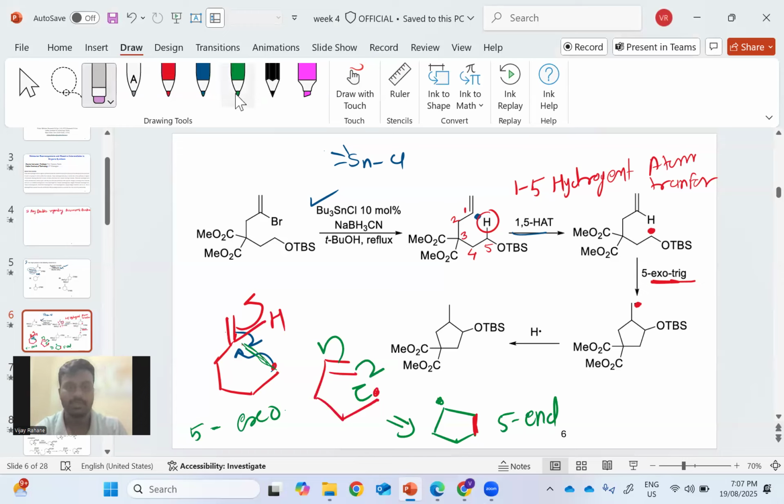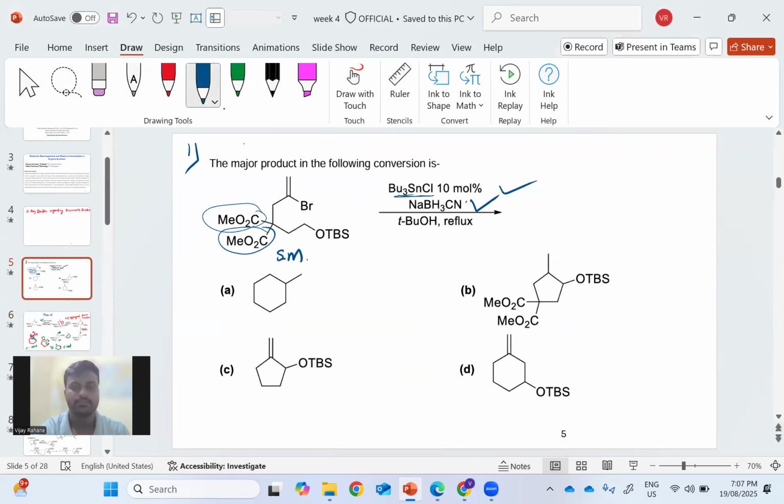With the 5-exo mechanism, we get the radical at this methyl group, and then it takes a proton from the solvent, which gives the final product with this newly formed proton. This is the product formed after this reaction. So what are the two main steps? The first step was the radical formation.